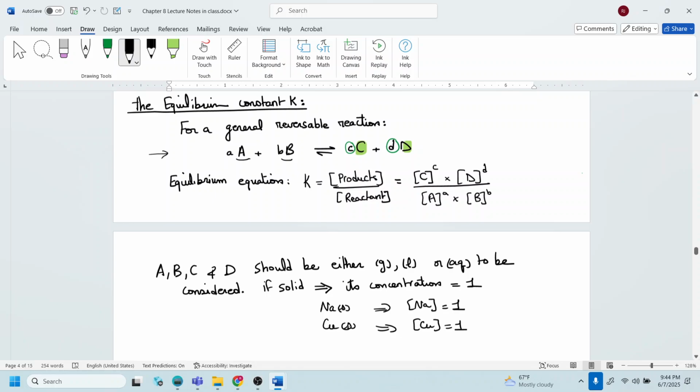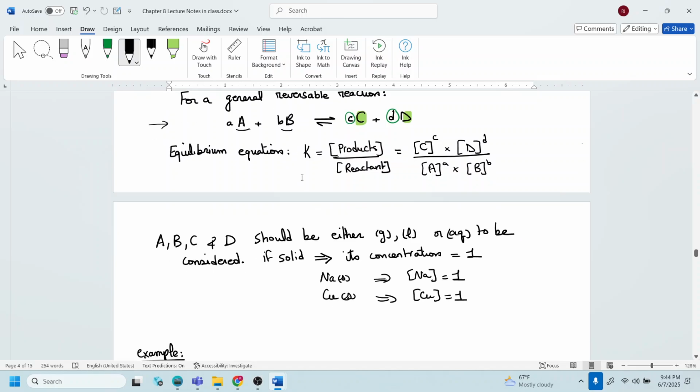So in order to take the components of a chemical equation into consideration for the equilibrium constant, they have to be either in the gaseous state or the liquid state or the aqueous state, not the solid. So if there's any component in there that is a solid, you just skip it from the equation. So let's say D was sodium, you just take the D out, okay? Because now its concentration is equal to 1.